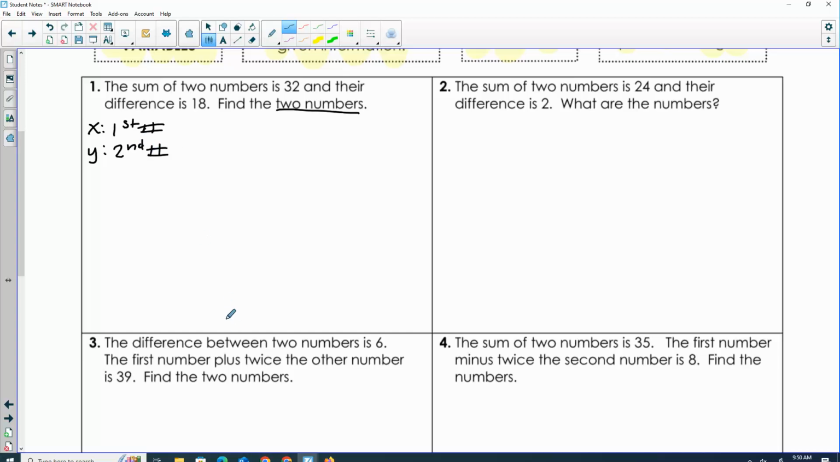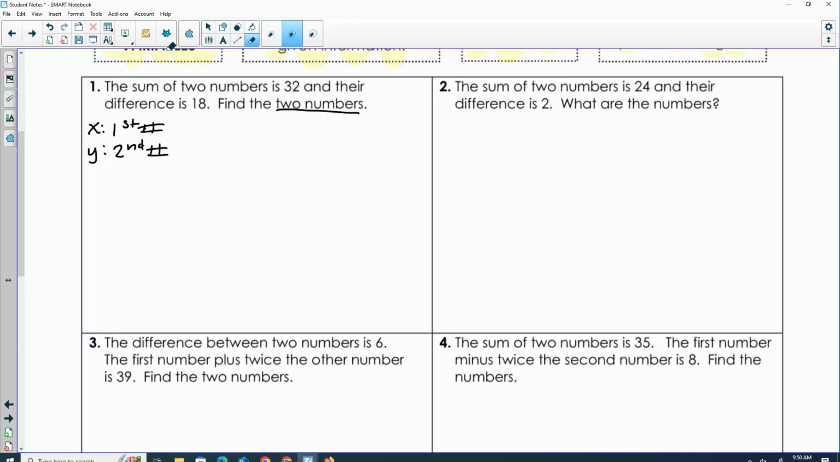That's step 1. You don't have to give me a lot of detail. I just need to know what x and y are. So you get a point just for telling me x is one number, y is the second number. And you have to actually say that. You can't just say x, y. You have to put beside them what they are. Okay, x is the first number, y is the second number.